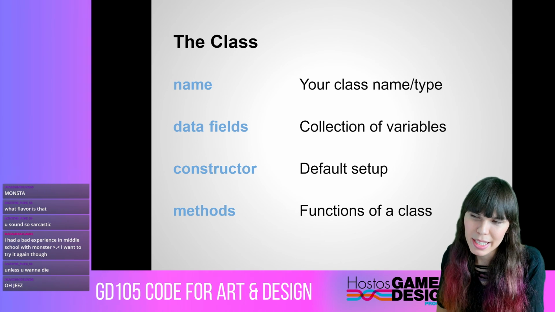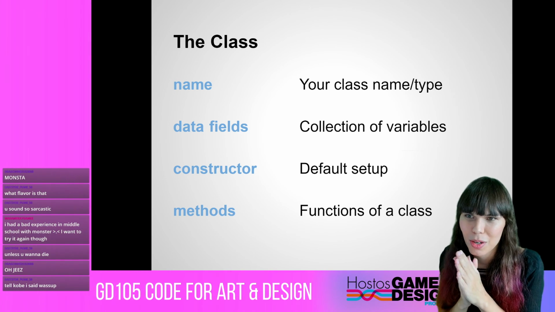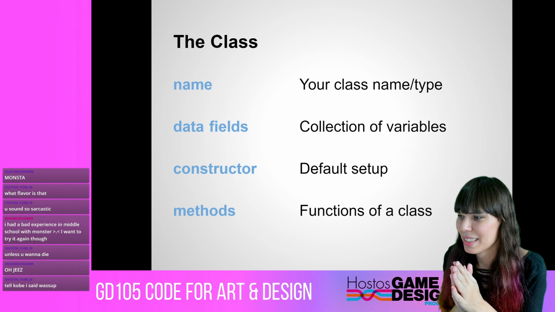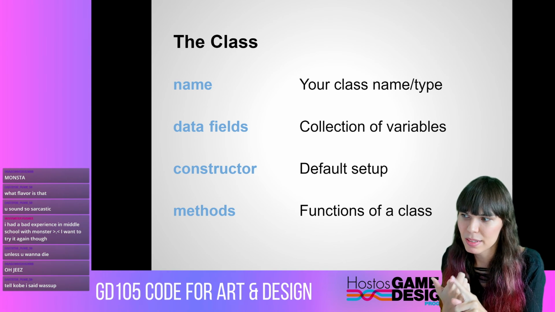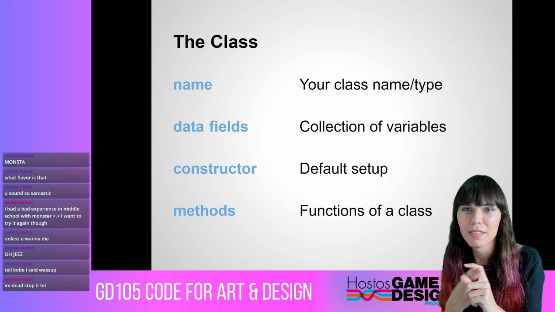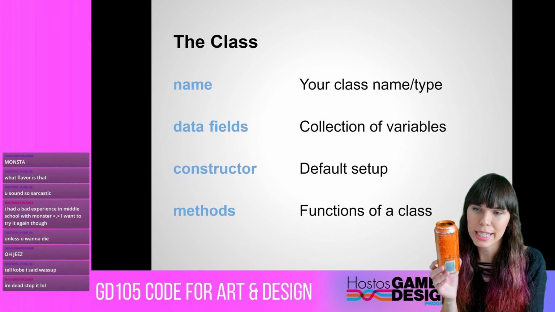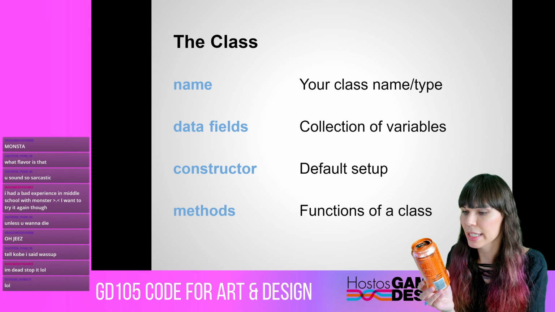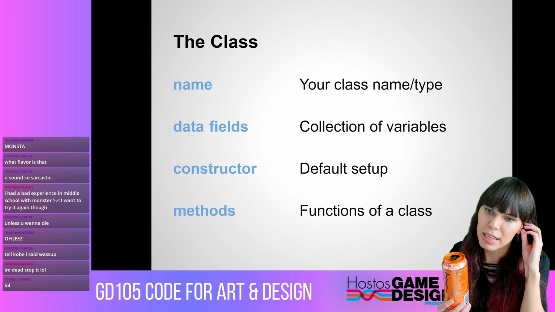So when we're making a class, let's say we want to make a custom class, it's going to have... we all gotta die someday, right? The class has a name that describes the class. There are data fields, which are basically just variables that are associated with the class. So for instance, a can might have a color associated with it. It might have text written on it. It might have a flavor inside.